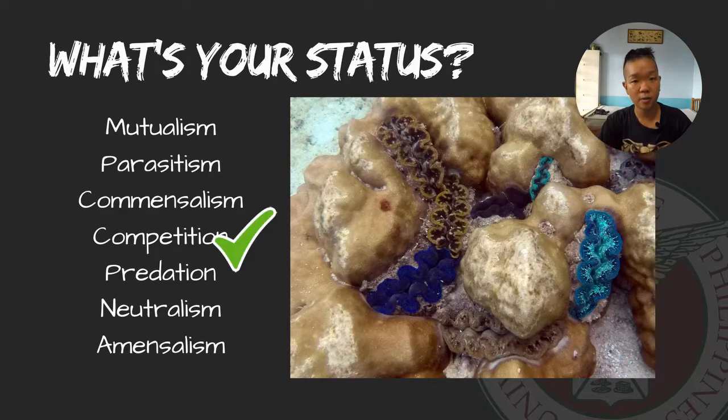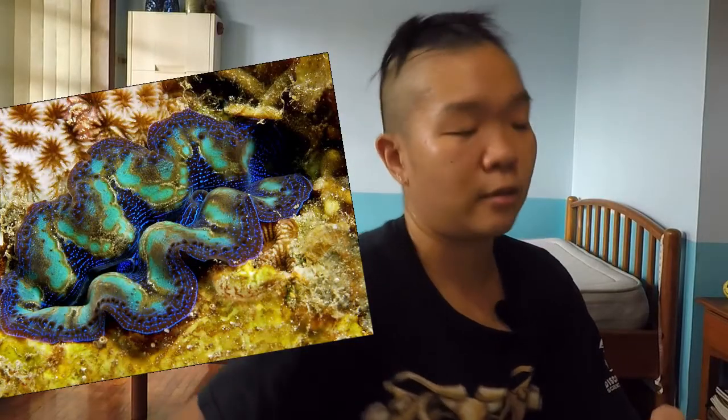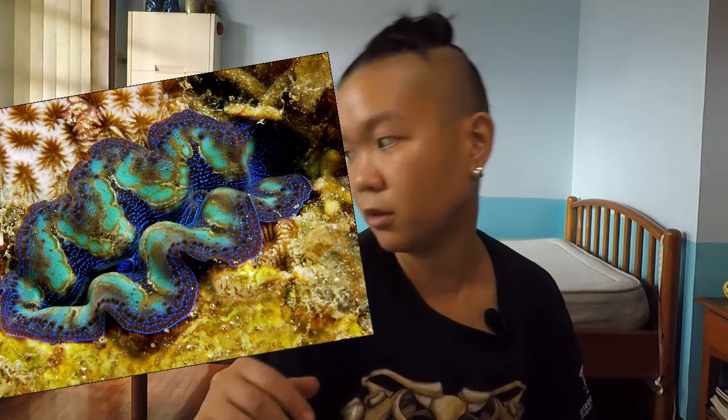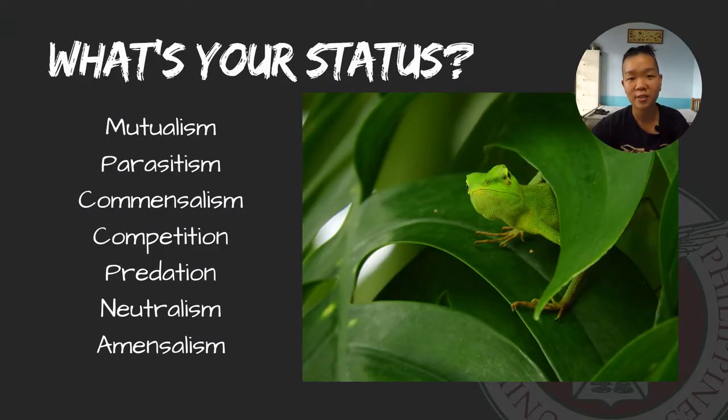It could also be competition, but definitely not predation. It could also be neutralism if we find that both parties are really just meh. Or it could be amensalism, where the boring clam is kind of like, okay, yeah, no problem. But the coral's like, duh, what are you doing here? Kind of thing. We have here a Bronchocela chrysotellus.